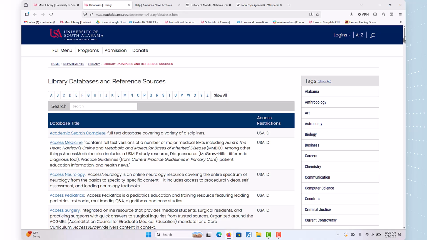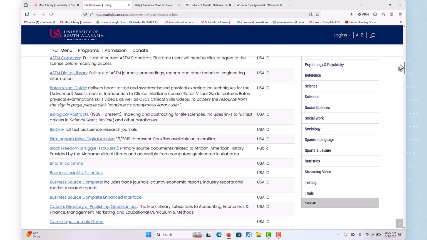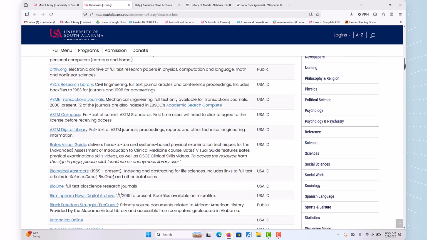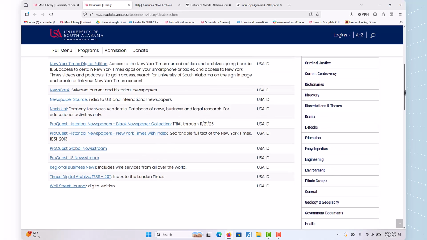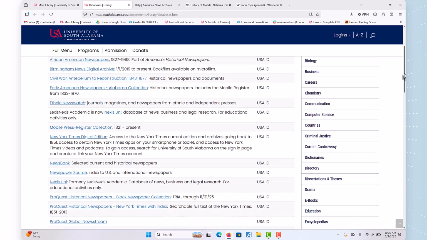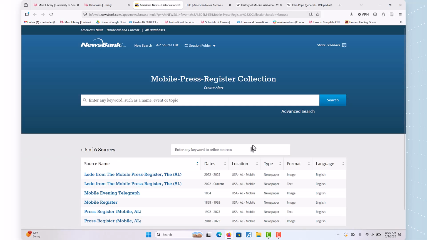Let's first, of course, start on the Marks Library homepage, and then we can go to the research databases. In research databases, we have tags on the side, and we can select the tag for newspapers. This lets us see all of the databases that specialize in newspapers.